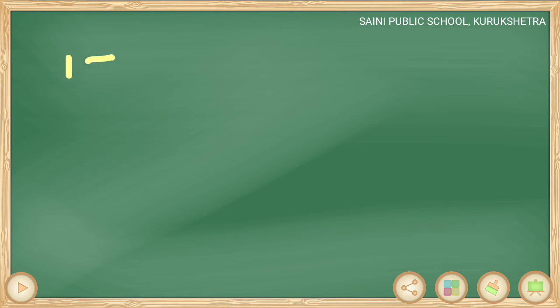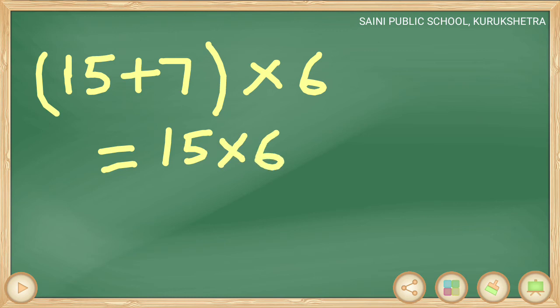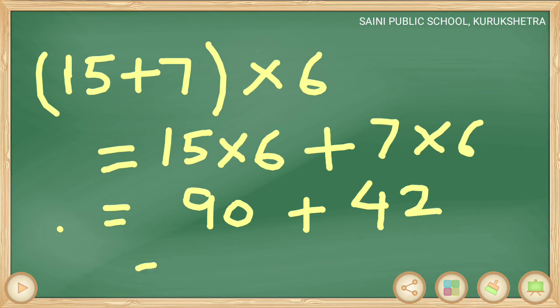For example, here 15 plus 7, here is bracket, into 6. So according to distributive property, what we can do? We can multiply first 15 by 6, then put a sign of plus here, then multiply 7 by 6. Okay, now 15 into 6, how much? 15 into 6, 90, plus 7 into 6, 42. So our answer is 132.